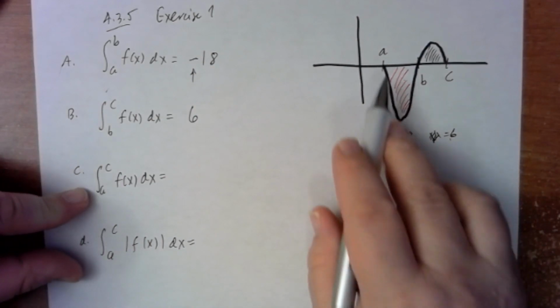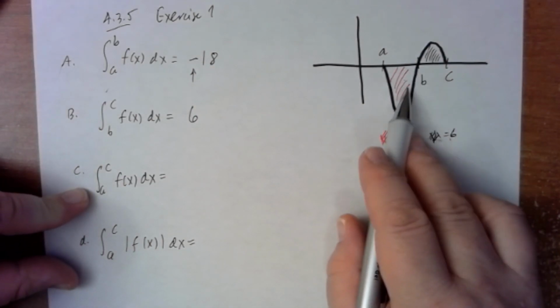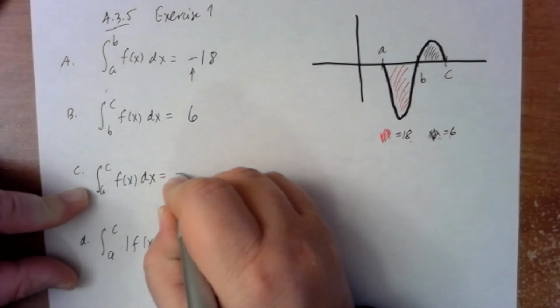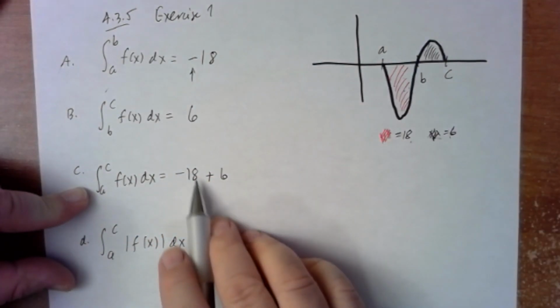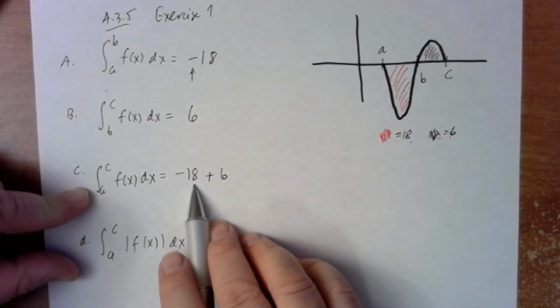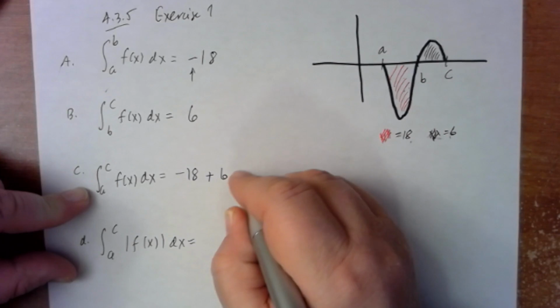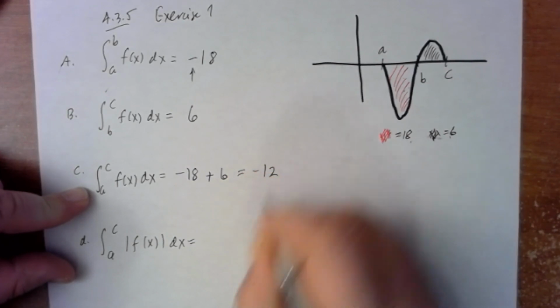And then the integral from a to c is going to be the minus 18 plus 6, because we're adding these two together in terms of signed areas. So this is negative 18 plus 6, so that's minus 12, right?